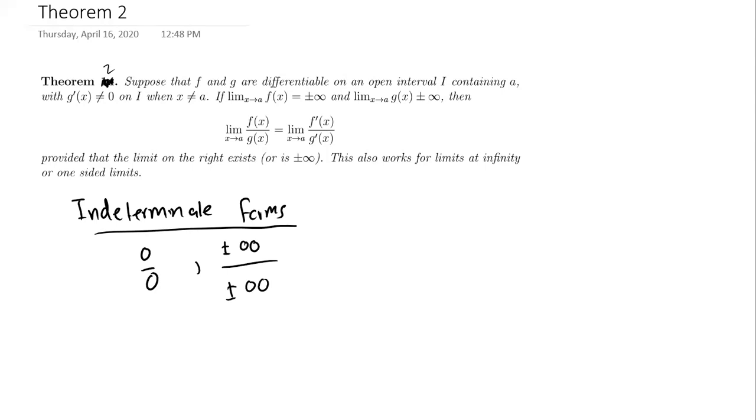So what does that mean for us? Well, if we're taking the limit of a quotient, and instead of getting 0 over 0, we get infinity over infinity when we evaluate each limit separately of the top and the bottom, we can still use L'Hopital's rule. So that's the idea here. We add one more indeterminate.